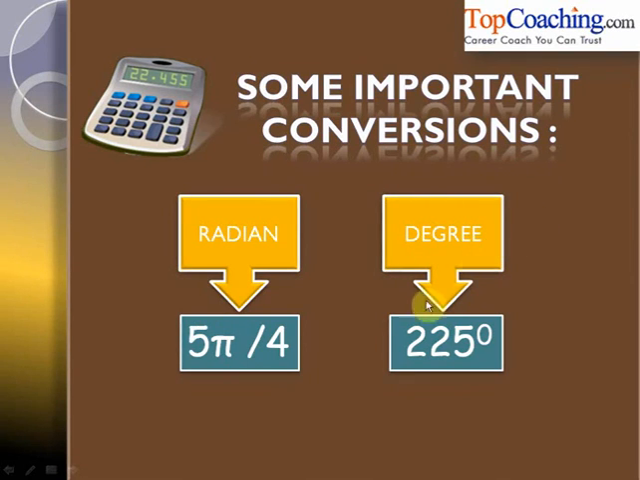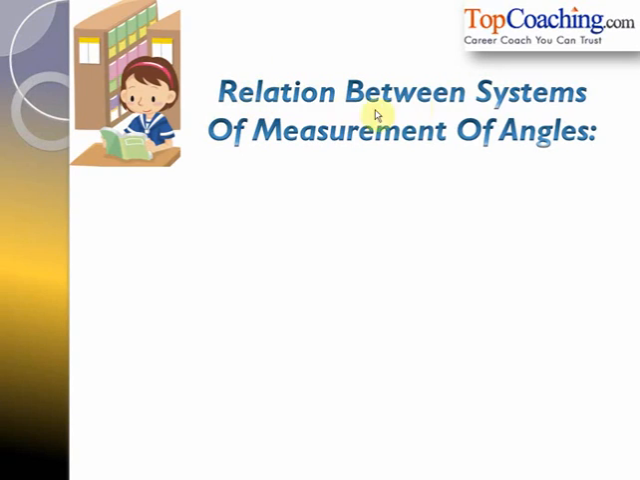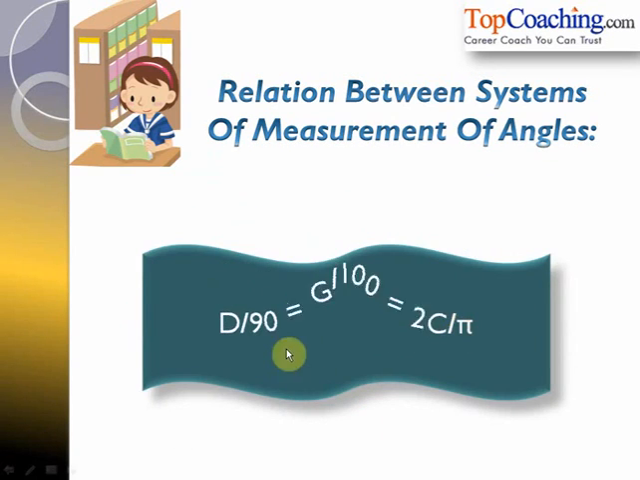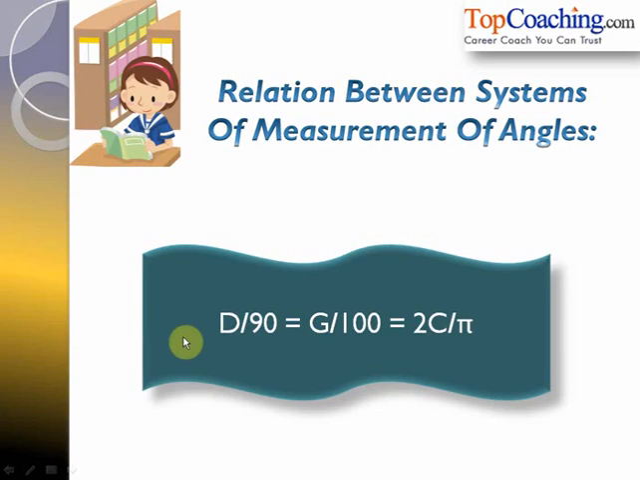Let's now see the relation between the systems of measurement of angles, that is the degree form, radian form and the grade form. So the relation is d by 90 is equal to g by 100, which is equal to 2c by pi. Simply this is the relation between the three systems of measurement, which is d by 90 equal to g by 100, which is equal to 2c by pi. So d represents the angle in degree, g represents the angle in grade and c represents the angle in radian. This relationship helps us to convert the angle in one form to the other.